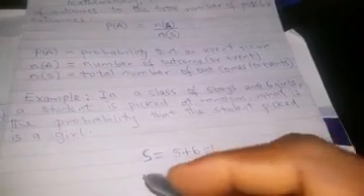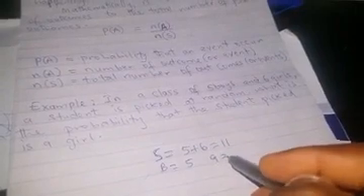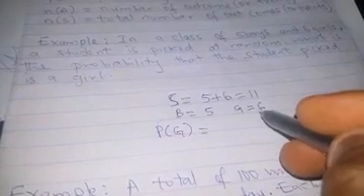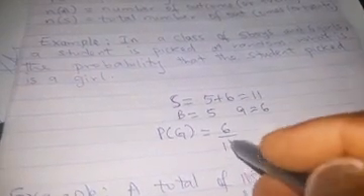Now, we want to look for the probability of picking a girl, okay? We are given that boys, B, is equal to 5. Then G, girls, is equal to 6. So the probability of picking a girl, which is P(G), will be equal to the total number of girls, which is 6, all over the total number, which is 11. So the answer in this case is 6 over 11.